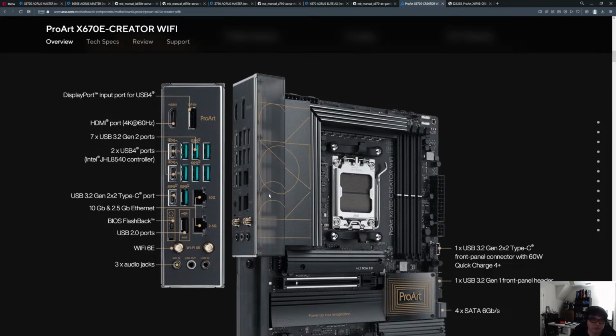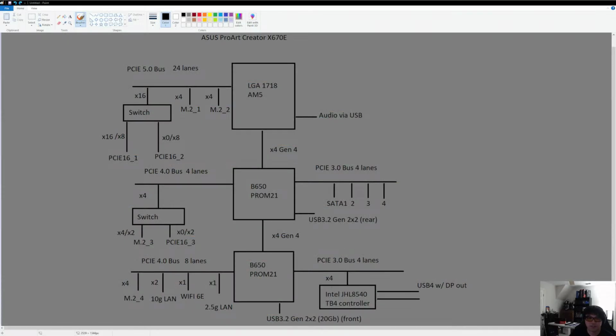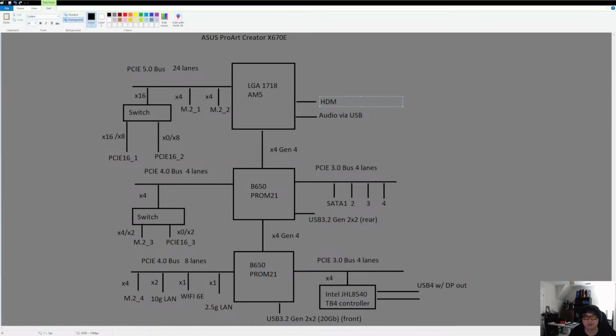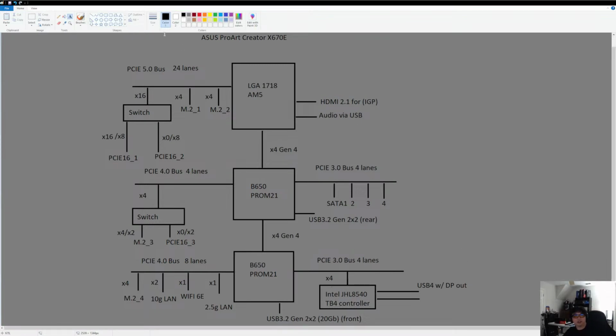So anyway, there you go. That is the ASUS ProArt Creator. That is the full block diagram. I forgot, the one thing I'll also add here is the HDMI for the integrated graphics. The HDMI goes directly to the CPU for the integrated graphics processor. The DisplayPort input on the back of the motherboard is also here, down here on the Thunderbolt controller.